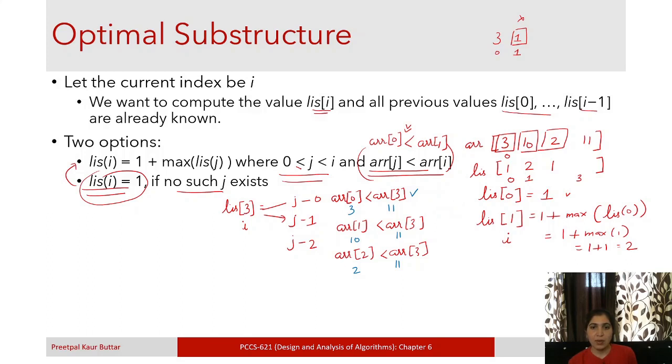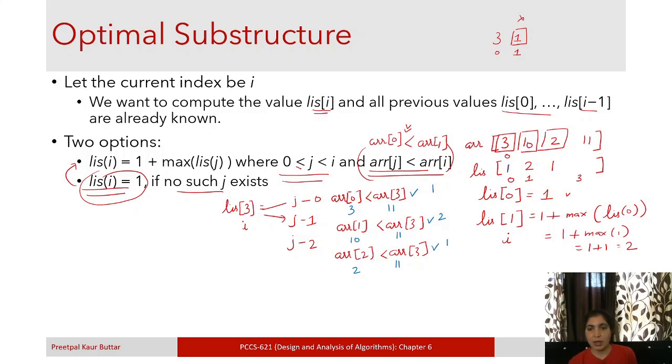It means we will consider LIS j. So we will consider the solution to LIS j. Here j is 3. So what is LIS j when j is 0? Sorry, it is 1. Okay, so 1. And here also the condition is satisfied. 10 is smaller than 11. And what is the solution at index 1? It is 2. And here also the condition is satisfied. And what is the solution?